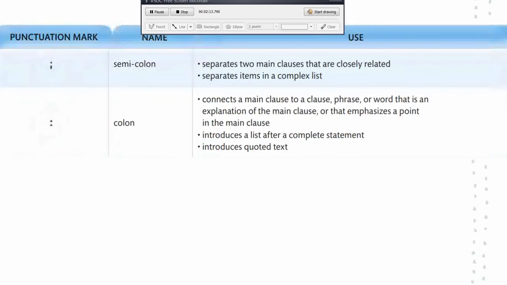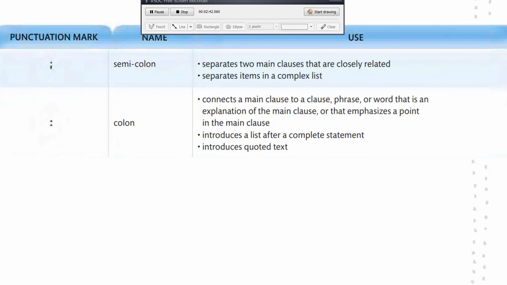Next we have a semicolon. It is a dot, and under the dot we have something similar to a comma that goes together. So that is called a semicolon. The function of a semicolon, or the usage, is that it separates two main clauses that are closely related, and the second one is it separates items in a complex list.